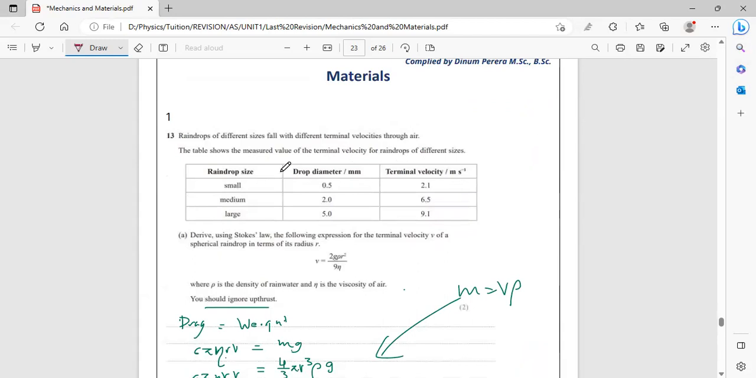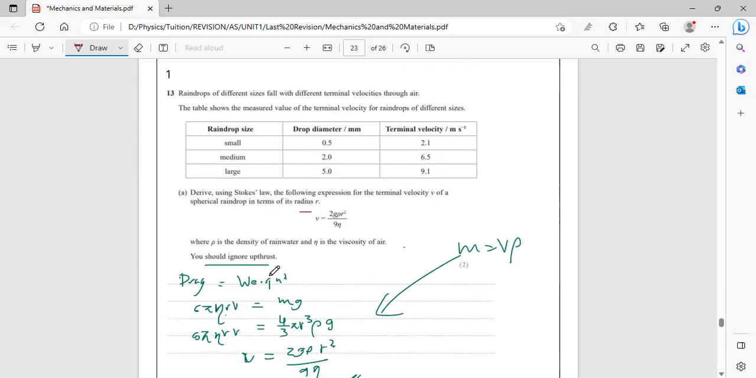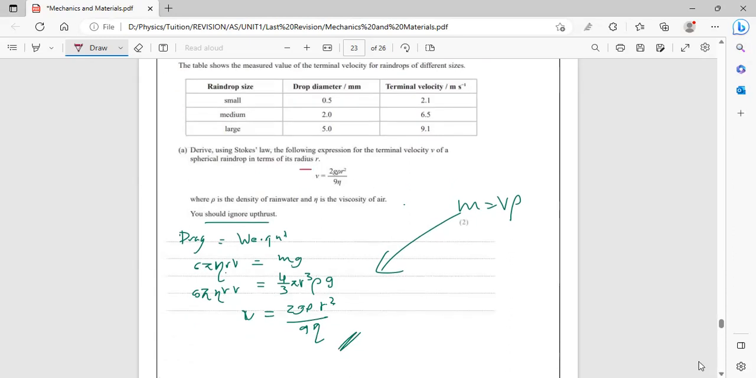We have been given different sizes of raindrops, their diameters and the terminal velocities. Derive using Stokes' law the following expression for terminal velocity V of a spherical raindrop in terms of R, where rho is the density of the rainwater and eta is the viscosity of air. We should ignore the upthrust. If you ignore upthrust, at the terminal velocity, drag is equal to weight. Drag is 6 pi eta R V.